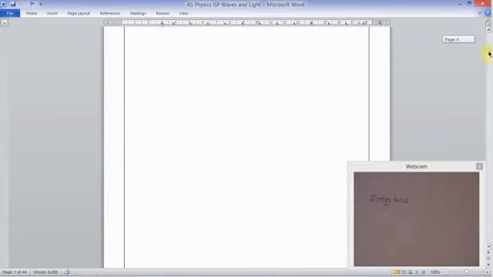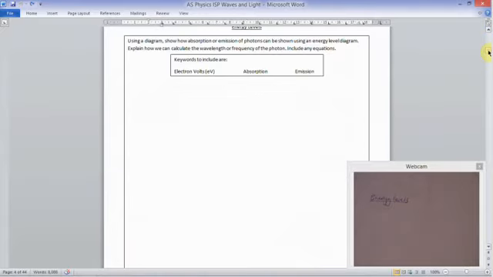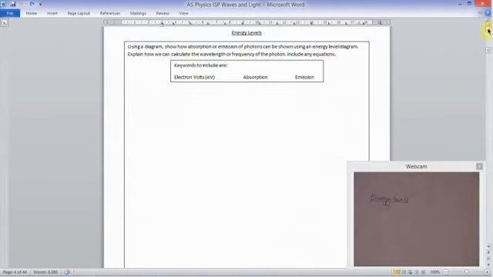I've got a PowerPoint from the lesson nearby. Remember that all of these are available in the VLE if you wish to find them. So, using a diagram, show how absorption or emission of photons can be shown using an energy level diagram. Explain how we can calculate the wavelength or frequency of a photon, including the equation.